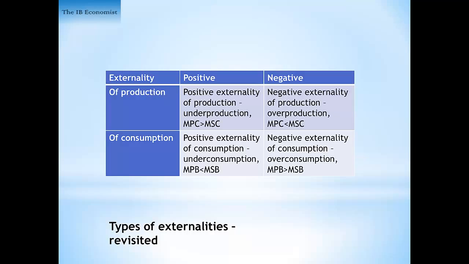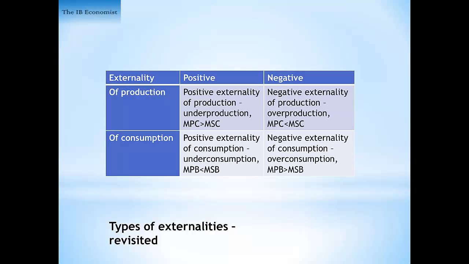The second positive externality is the one of consumption. When we have a positive externality of consumption, we actually have underconsumption of a product. In this situation, the marginal private benefit is smaller than the marginal social benefit. This is why the product is being underconsumed. The individual sees too little benefit of consuming the product, while it's obviously useful to society to consume this product more.